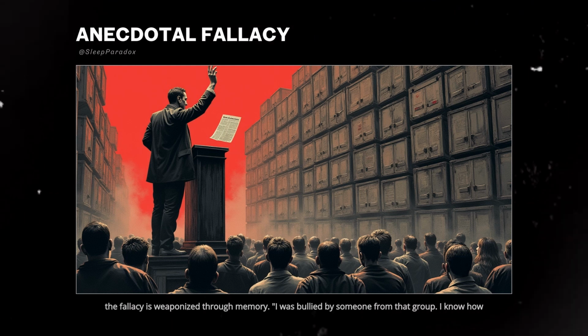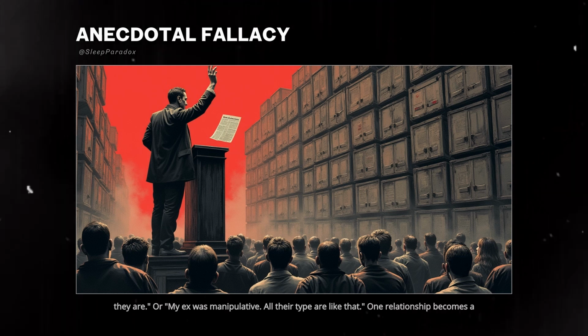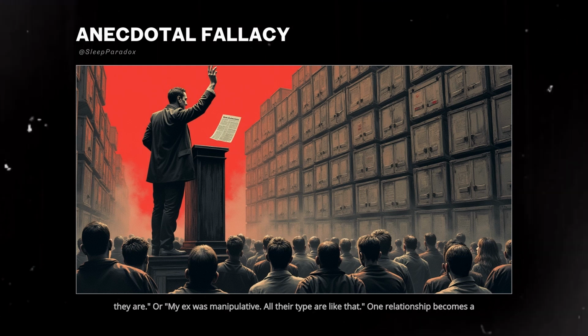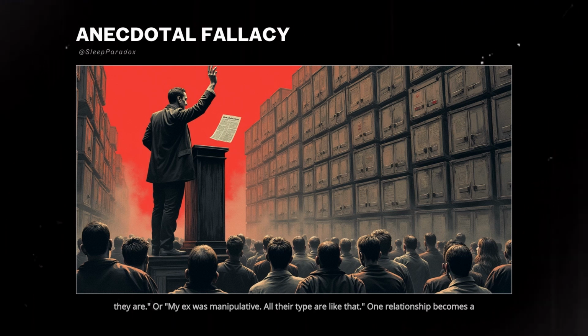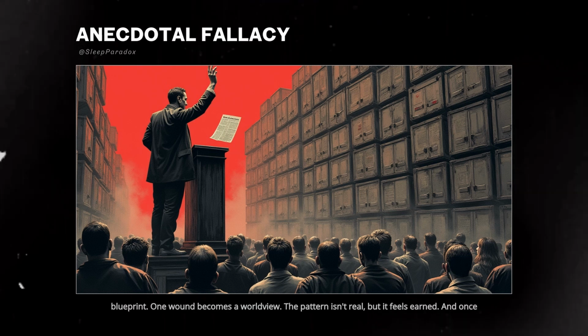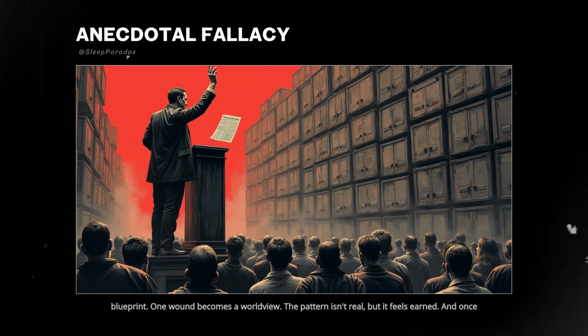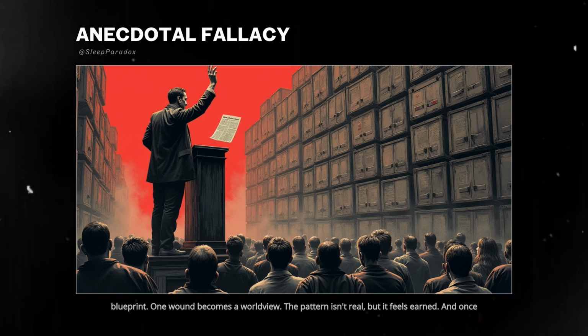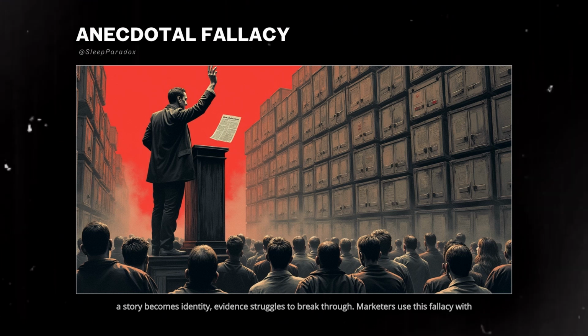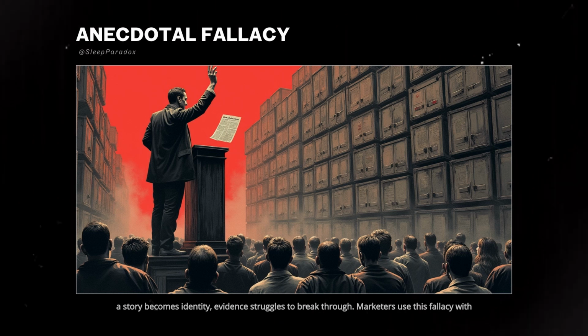In personal arguments, the fallacy is weaponized through memory. "I was bullied by someone from that group. I know how they are." Or, "My ex was manipulative. All their type." One relationship becomes a blueprint. One wound becomes a worldview. The pattern isn't real, but it feels earned. And once a story becomes identity, evidence struggles to break through.